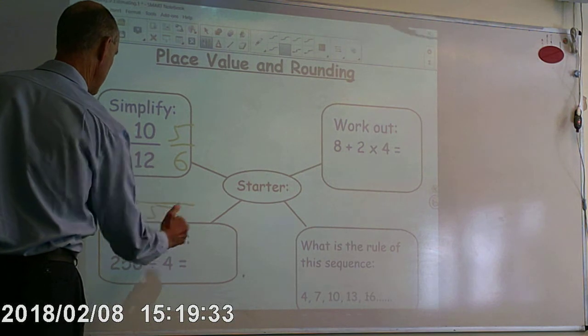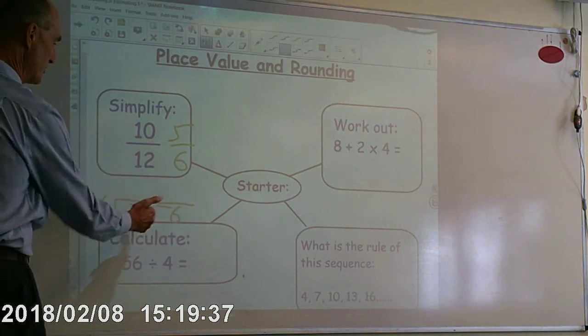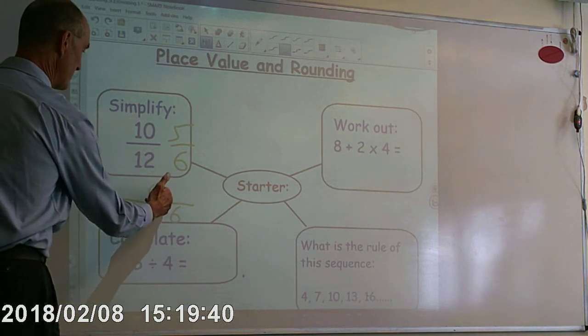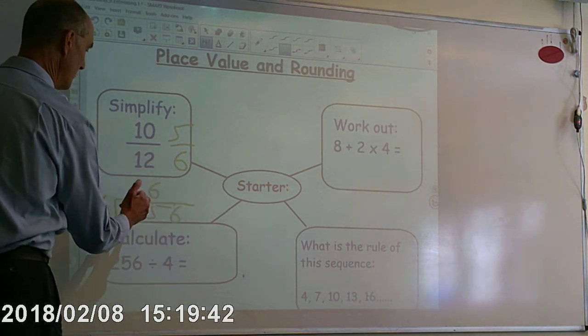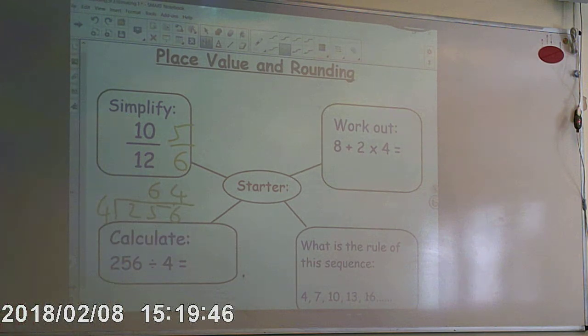256 inside the bus stop. 4 into 2 doesn't go. 4 into 25 goes 6 times, remainder 1. 4 into 16 goes 4 times. So your solution is 64.